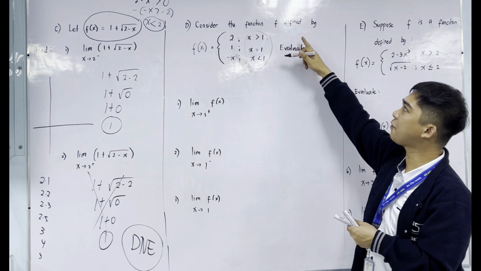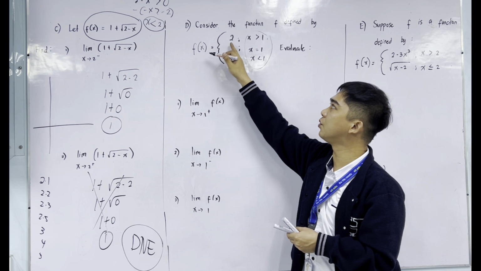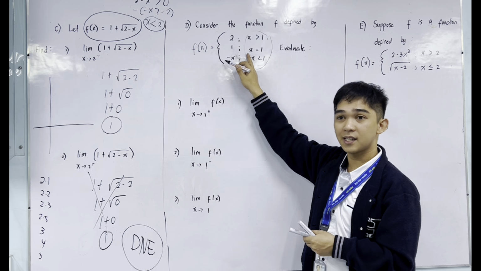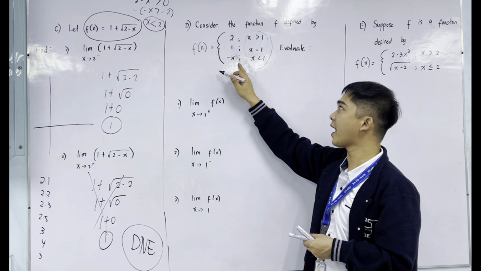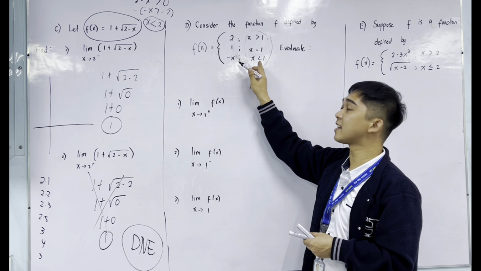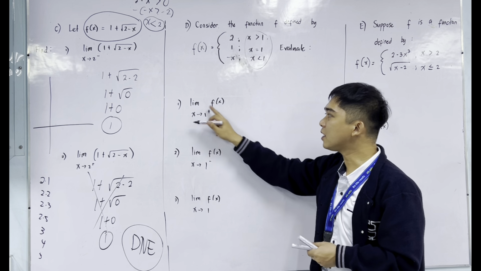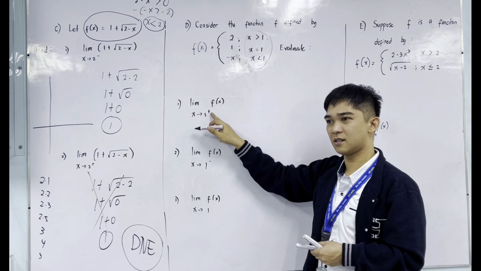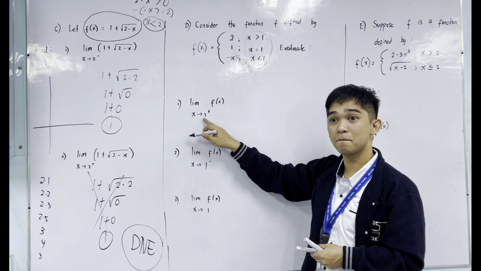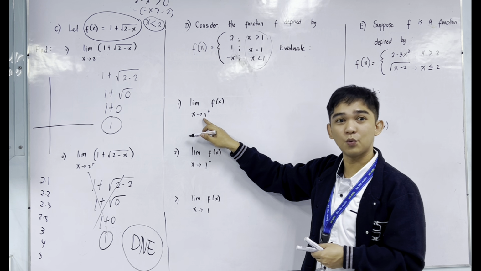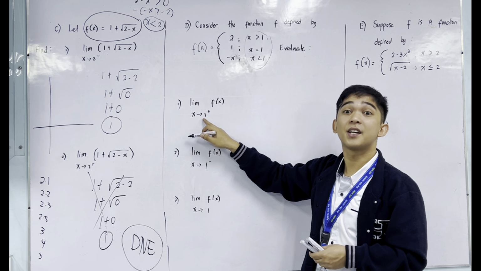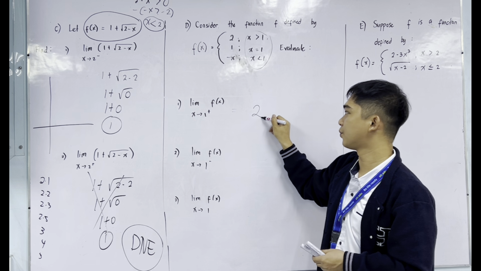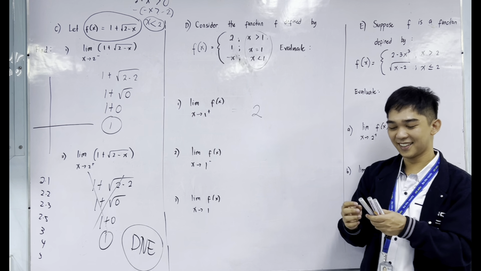Bilugan natin. So, consider the function f defined by f of x is equal to 2 if x is greater than 1, 1 if x is equal to 1, and negative x if x is less than 1. So, evaluate limit of f of x as x approaches 1 from the right. Ano yung mga numbers na from the right of 1? 1.1, 1.2, 1.3. Therefore, yung mga number na yun ay greater than 1. So, check mo dito, alin dyan si greater than 1? 2. So, this is 2. Kaya lang siya mahirap.